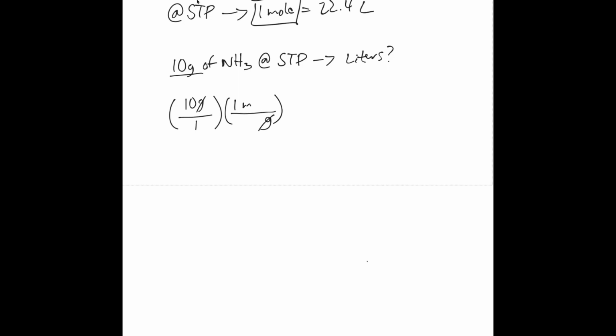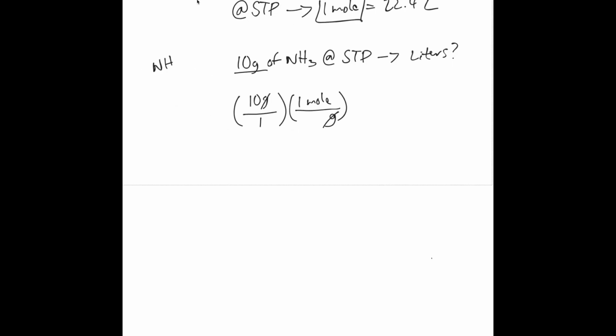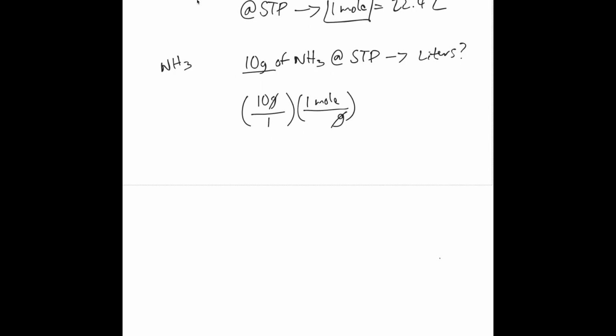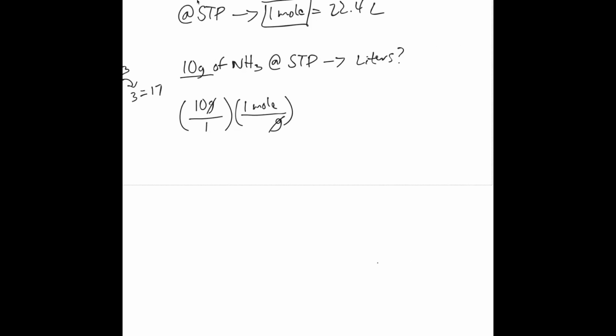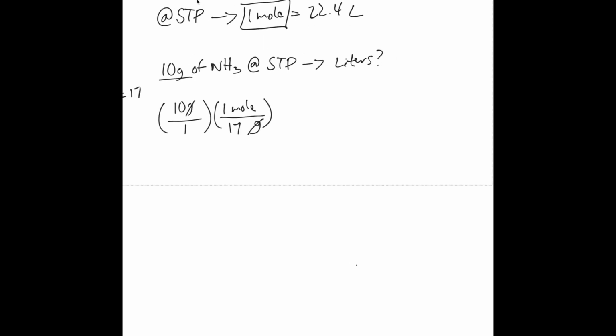And we know we want to convert this to moles, so 1 mole is equivalent to what? Well, in our case, we're going to have NH3, right? So we're going to have NH3, which is going to be nitrogen, which is 14, and then 3 hydrogens. So that's going to give us a gram formula mass of 17. So we're going to have 17 grams for 1 mole. All right, perfect. So now we have the mole amount.